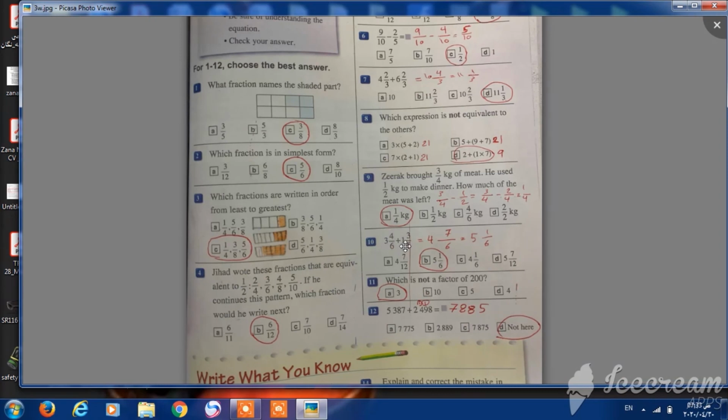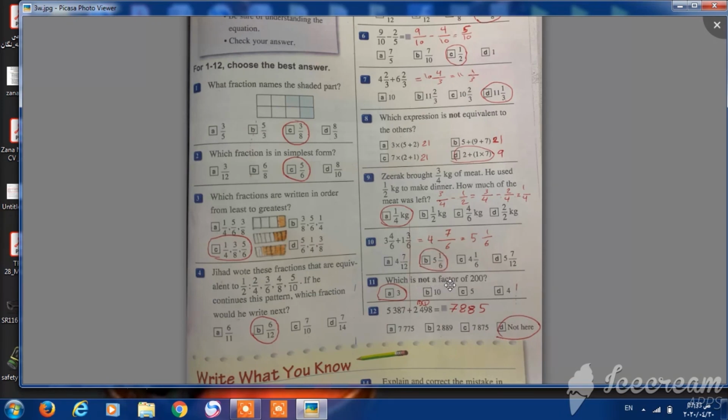Number 10, we have two mixed numbers. As the first step we add the fractions. After that we add the whole numbers. 4 plus 3 equals 7 and we have 6 on the bottom, and 3 plus 1 equals 4. 7 is more than 6. We can say 7 divided by 6 equals 1 and 1 is left. So 1 plus 4 equals 5, and from the 7 the remainder is 1 on top and 6 at the bottom. And 5 and 1 over 6 is correct.